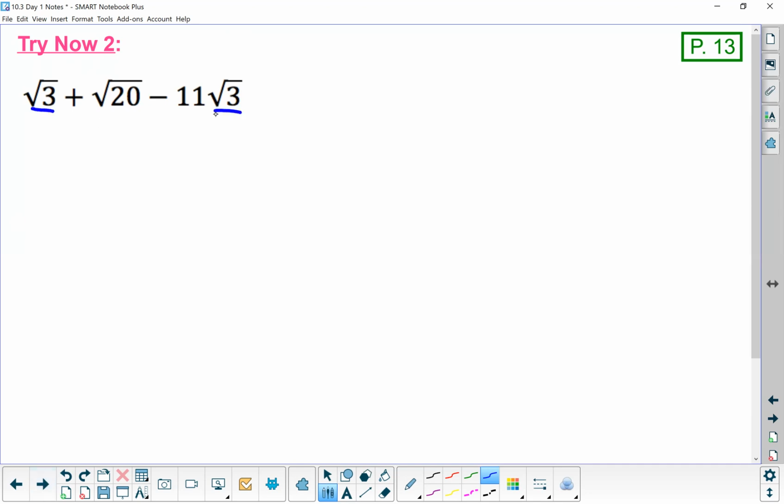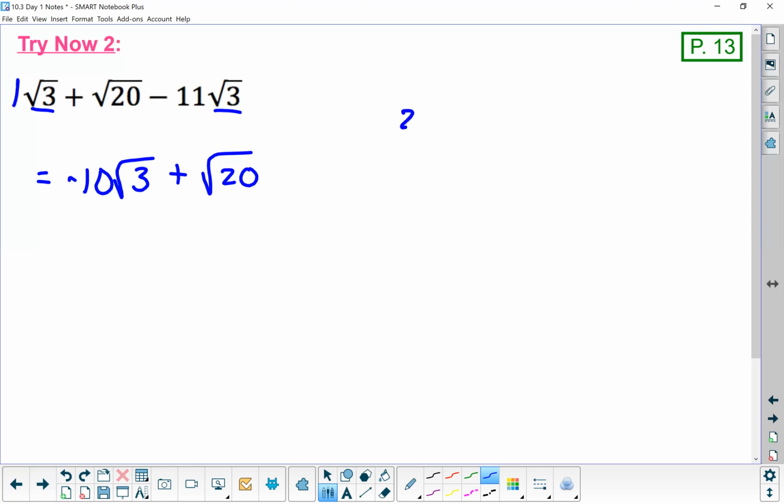Like radicals with the square root of 3. Like 1 square root 3 minus 11 square root 3. 1 minus 11 is negative 10 square root 3 plus the square root of 20. 3 is a prime number. That root cannot be simplified.